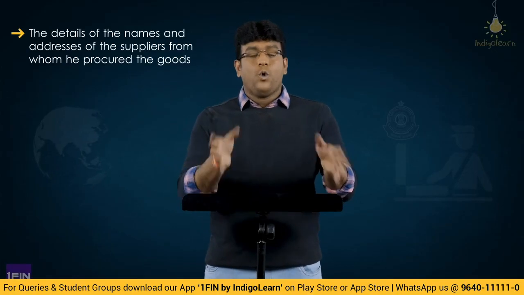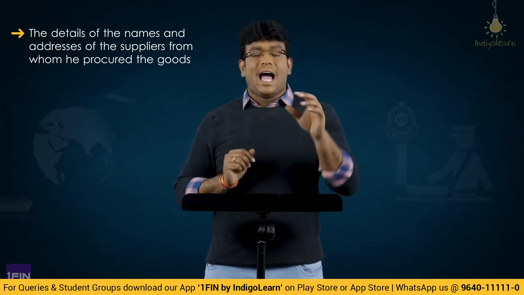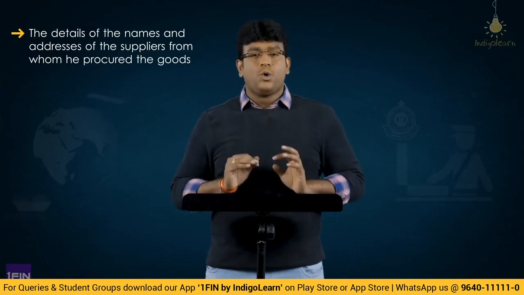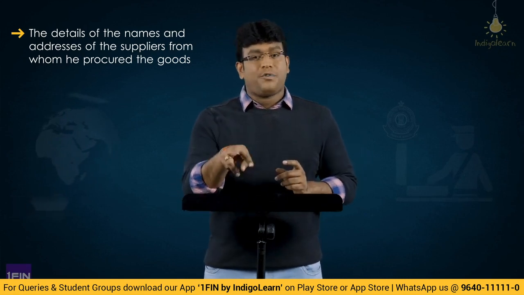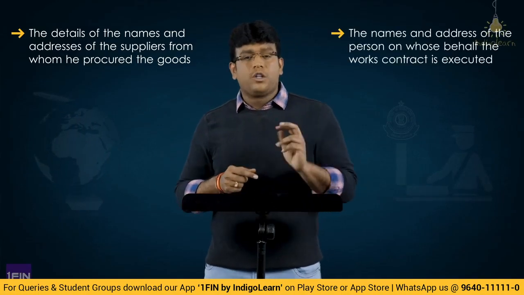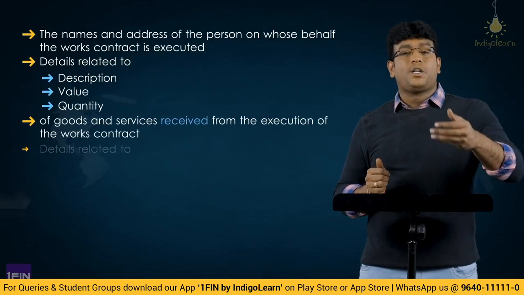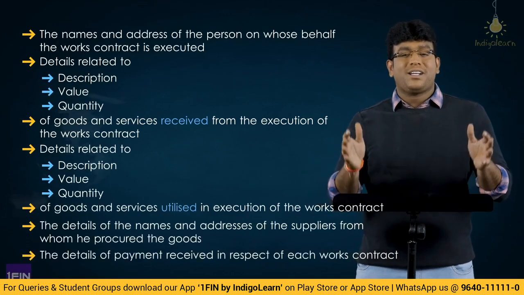Then the fourth point: names and address of the suppliers from whom he has procured the goods and services. So what is the fourth point, my dear friends? Names and address of the suppliers from whom he procured the goods. Please understand that the first point and the fourth point are different. The first point is the names and address of the person on whose behalf the contract is executed. The fourth point is the names and address of the suppliers from whom he procured goods and services. Finally, he will also maintain details and records related to payment received with respect to each works contract. So these are the various details or records which are required to be maintained by a person executing a works contract.